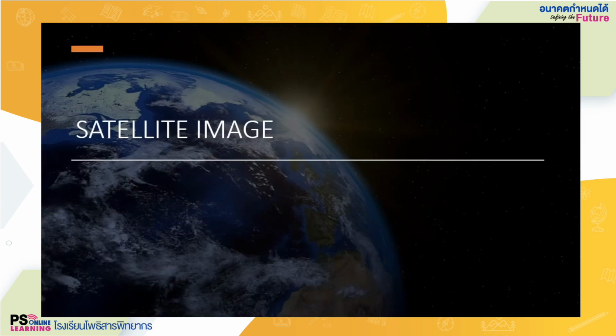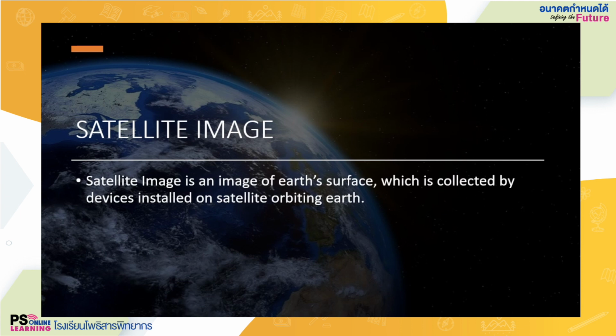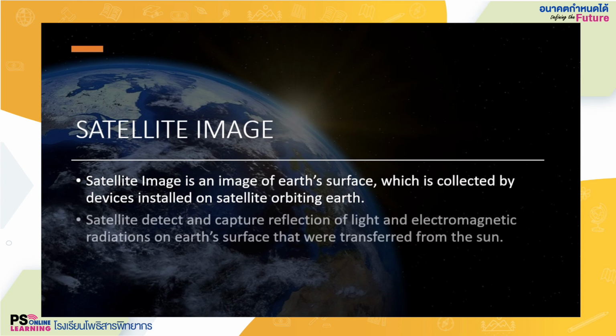Now that we have talked about the aerial photograph, we're going to talk about the satellite image. So what is the satellite image? Of course, it's a photo made by the satellite, right? It's correct and not correct. Basically, a satellite image is an image of the Earth's surface, which is collected by a device installed on a satellite orbiting Earth. But there is a catch.